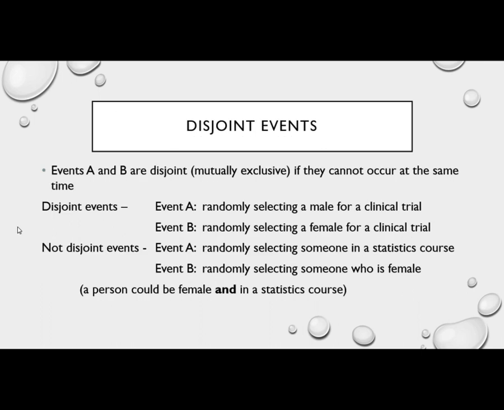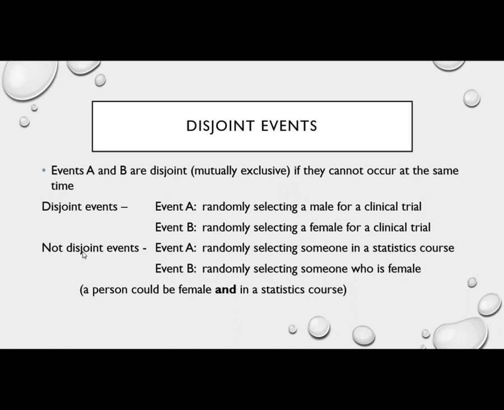All right, disjoint events are mutually exclusive if they can't occur at the same time. So here's an example. Event A, randomly selecting a male for a clinical trial, and event B, randomly selecting a female for a clinical trial. They're two different disjoint events, you can't do them at the same time.